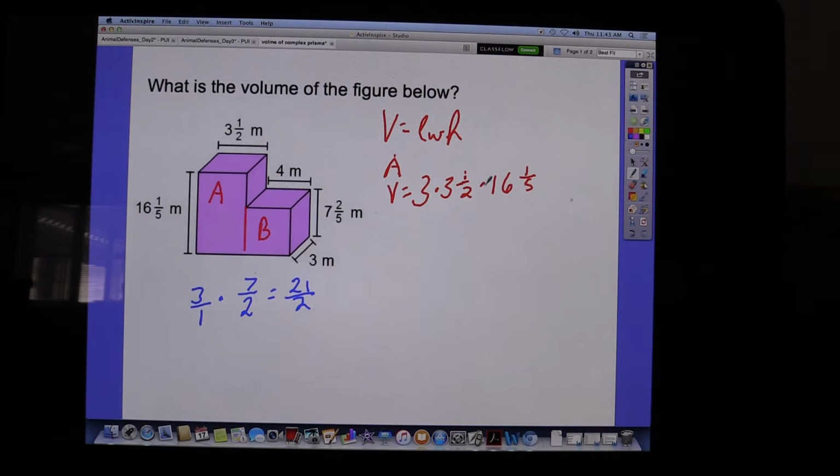So 5 times 16, I know that 5 times 16 is going to give me 80. 80 plus 1 will be 81 over 5. Now, I cannot do any cross simplification or anything. These numbers are what we call relatively prime, so I'm just going to go ahead and multiply straight across.